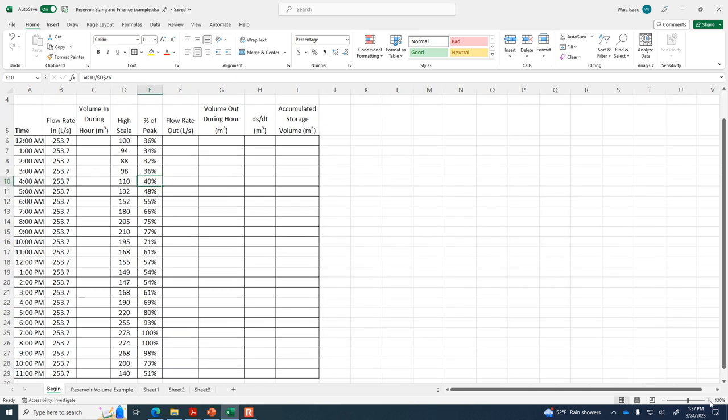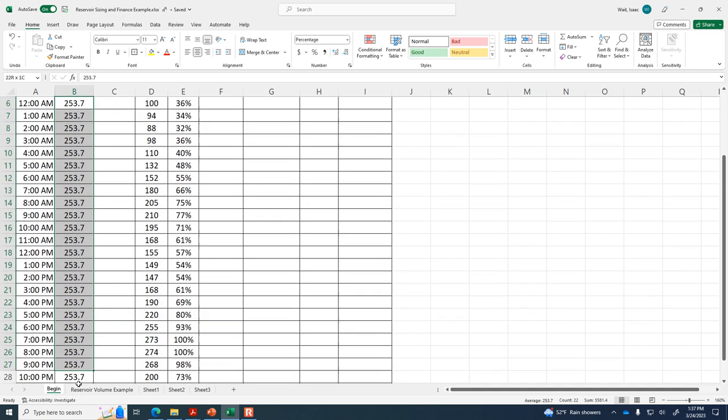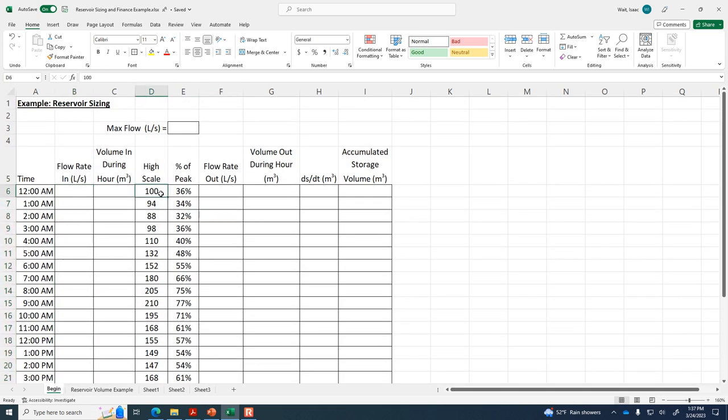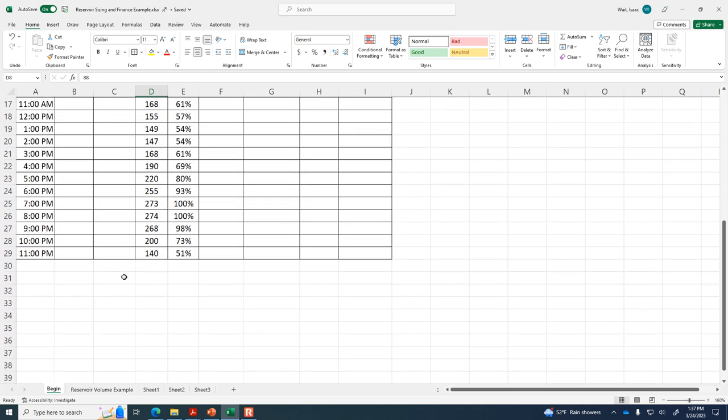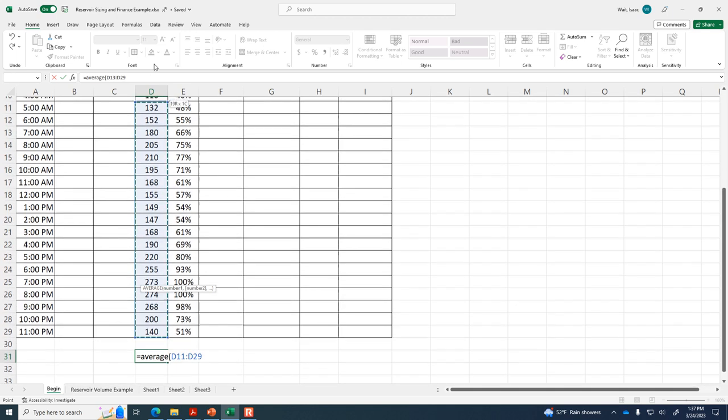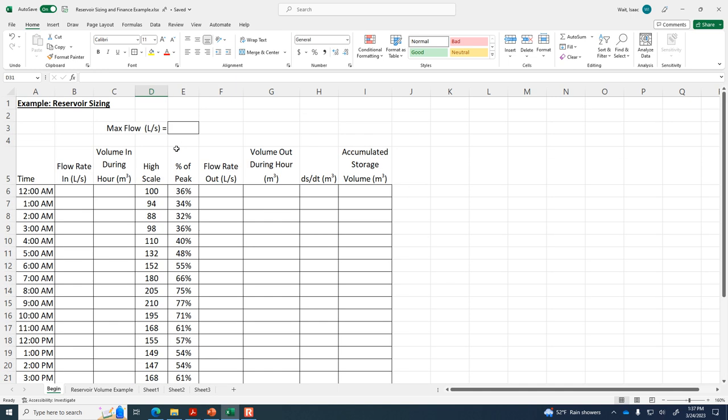Here I've got that same data. Yours may be slightly different, and that's fine. You don't need to change yours to match mine. Go with yours. So you've got the high scale and percent of peak. You've digitized that. I'm not going to average it yet. I'm going to find out if the maximum flow is 400 liters per second, and of course yours is going to be different. This is just for my hypothetical value. Then the flow rate out of the reservoir is related to 400 liters per second multiplied by the percent of peak. So every hour of the day, I know what is the flow rate out of the reservoir.